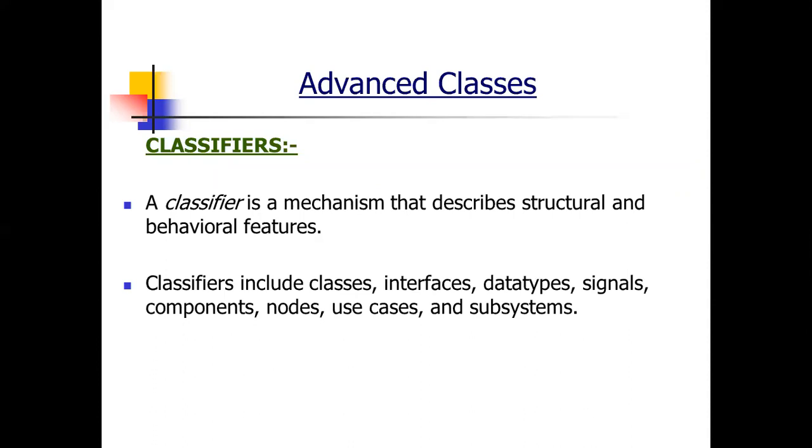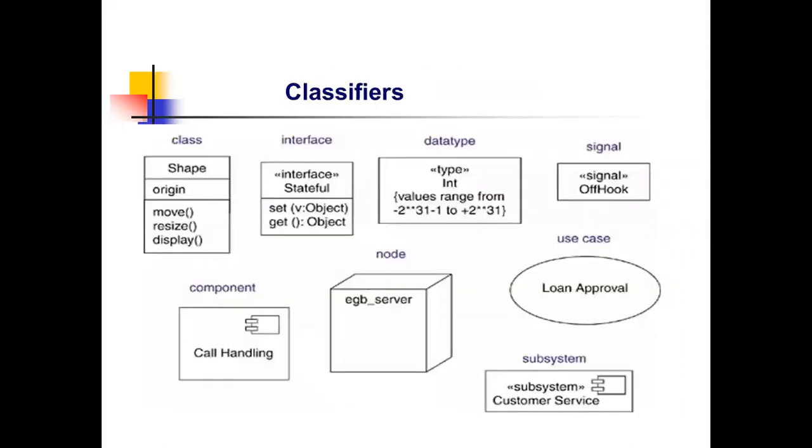Then classifier includes some classes like classes, interfaces, data types, signals, components, nodes, use cases, and subsystems. Here you can see classifiers. Several classifiers are there like class. See the notation for class. For example, shape. Then this is the attribute for that shape class. Then these are some operations or methods for that class. This is the notation for class.